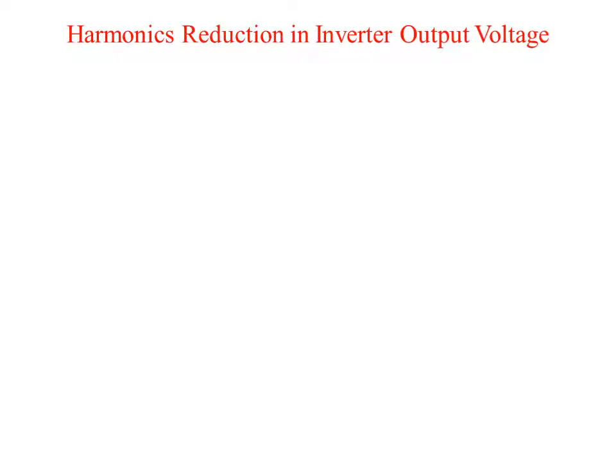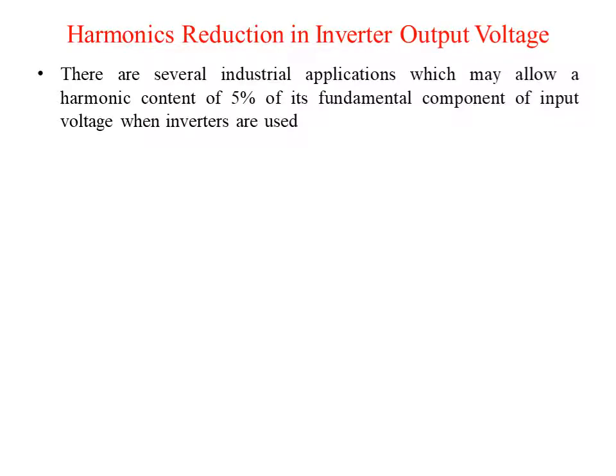Harmonic reduction in inverter output voltage. There are several industrial applications which may allow a harmonic content of 5% of its fundamental component of input voltage when inverters are required. So according to IEEE standards, up to 5% of harmonics are allowed in the system.